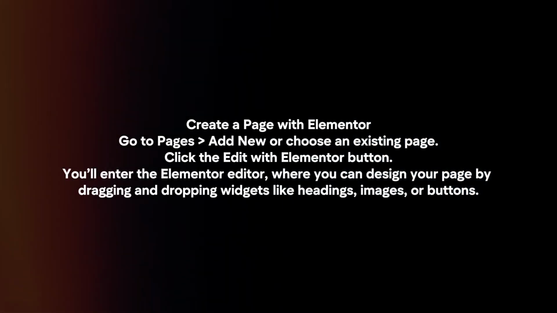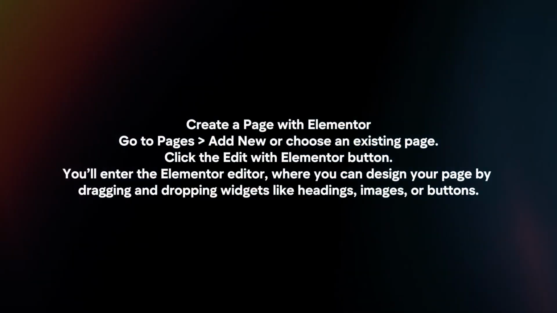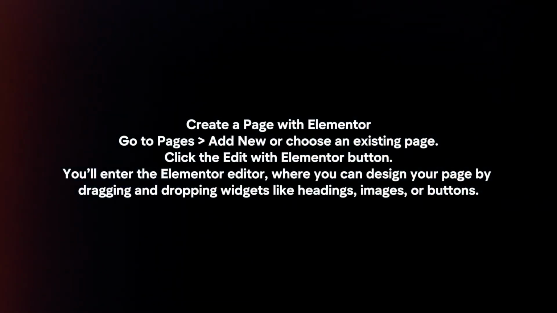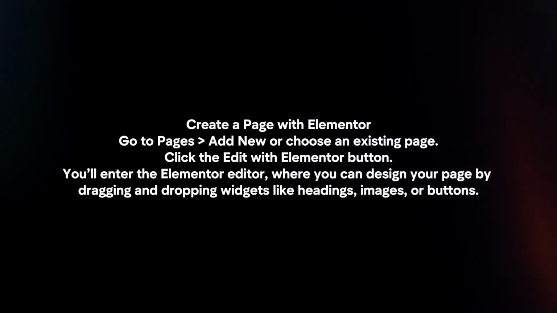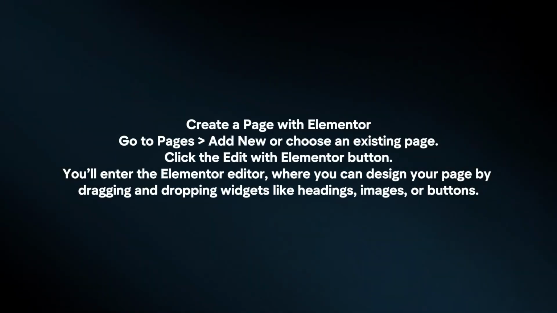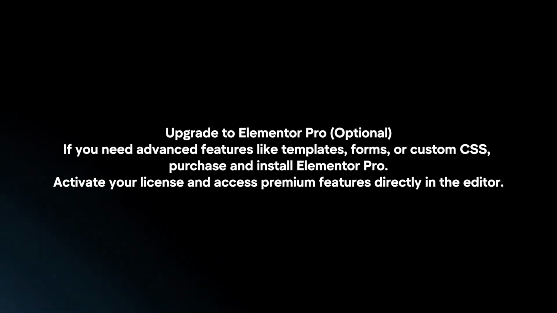Create a page with Elementor. Go to Pages, Add New, or choose an existing page. Click the Edit with Elementor button. You will enter the Elementor editor, where you can design your page by dragging and dropping widgets like headings, images, or buttons.